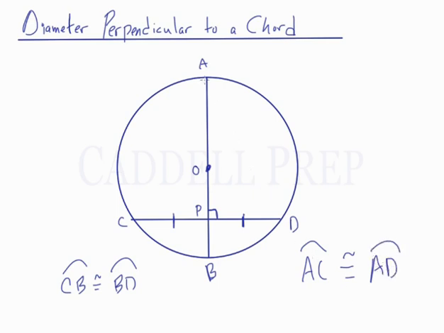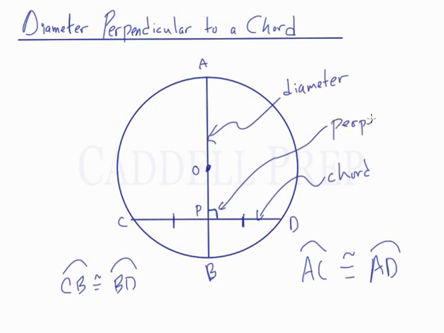But very important, you have to have a diameter. You have to have a chord, and they must be perpendicular to each other. And if that's the case, we get two pairs of congruent arcs, and also the diameter bisects the chord.